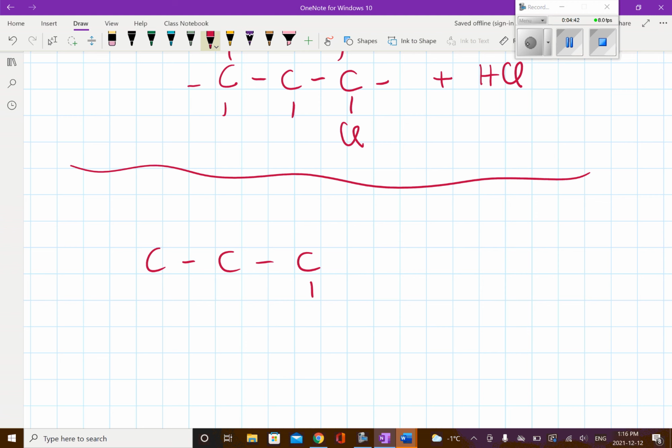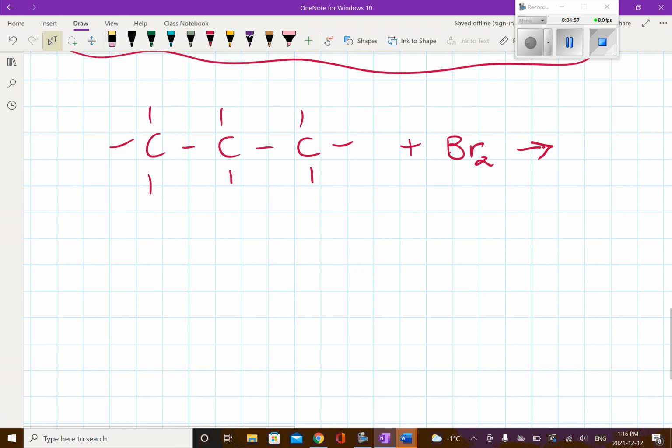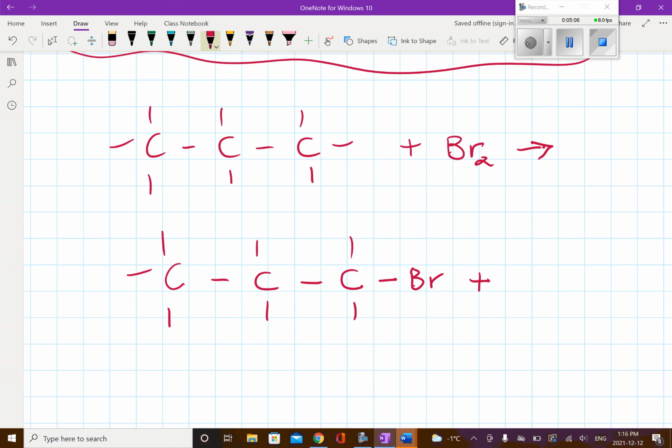Or let's say that you have, and here you have all hydrogens, and are reacting with bromine. And again, this is under some catalyst that is happening. And then one of the bromines will go and replace one hydrogen, say here, and the hydrogen that is kicked out will be bonded with the bromide ion and will form hydrogen bromide.